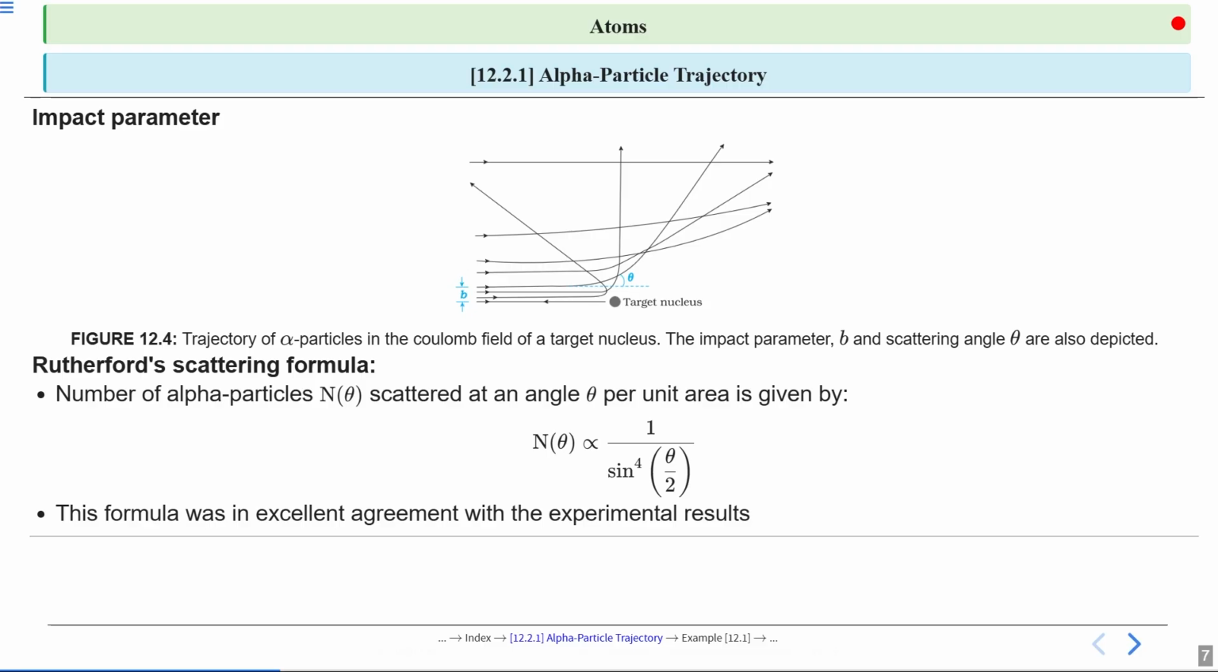Okay, so this result matched the experimental data extremely well, confirming Rutherford's model of the atom. The sharp decrease in scattered particles at larger angles showed that most of the atom is empty space, with a small dense nucleus at the center.